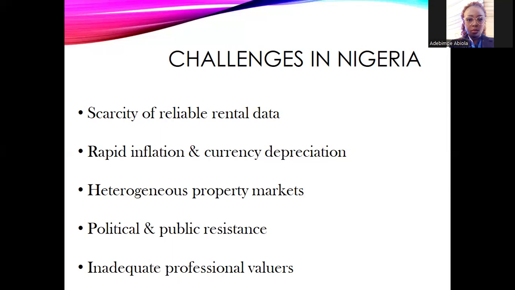Then another challenge we face is the heterogeneous property market, because in Nigerian cities we have diverse and unplanned property markets, making standardization difficult. And also in Nigeria, we have political and public resistance from taxpayers, who often resist updated valuations. They arise from their liability, trying not to say the truth about their assets, trying not to disclose it properly. They are trying to avoid payment of rates.